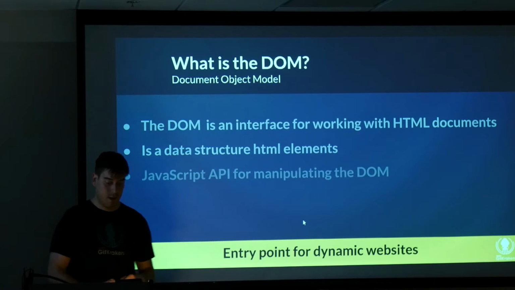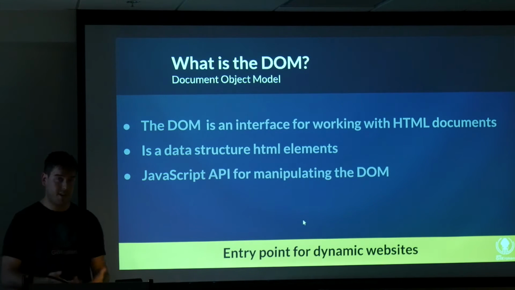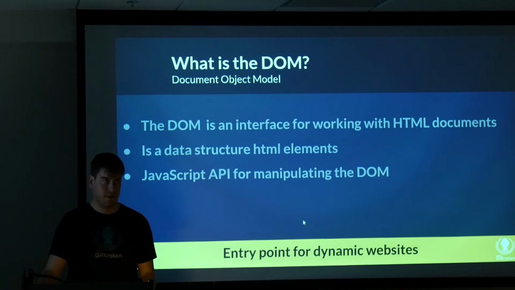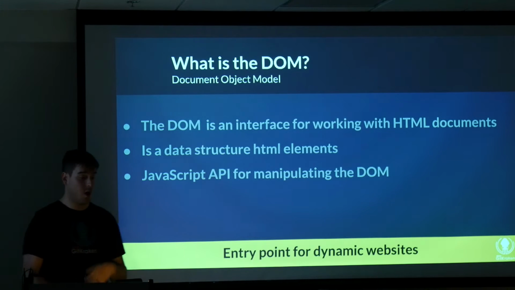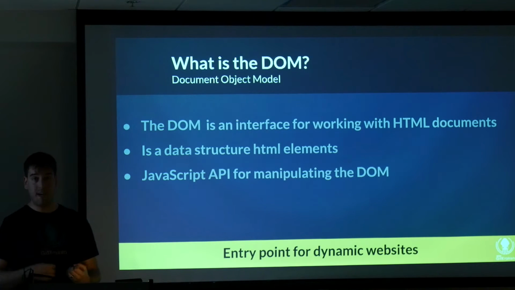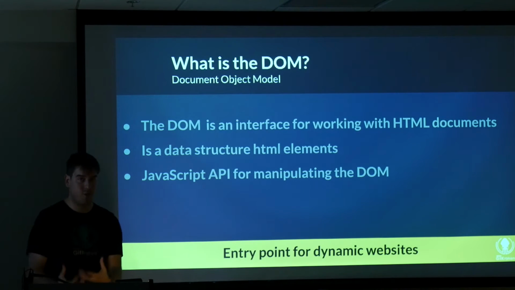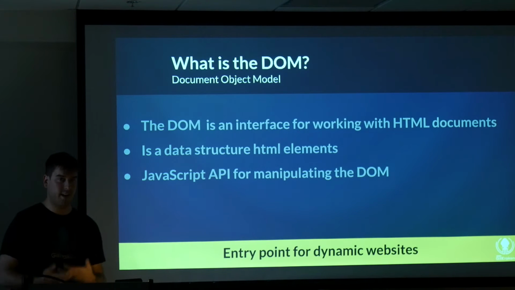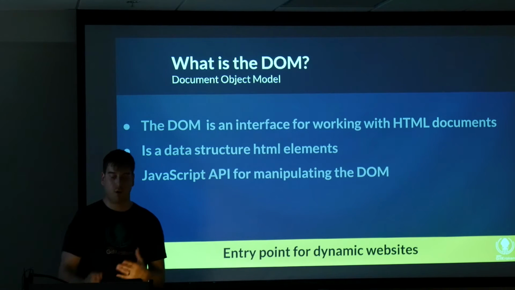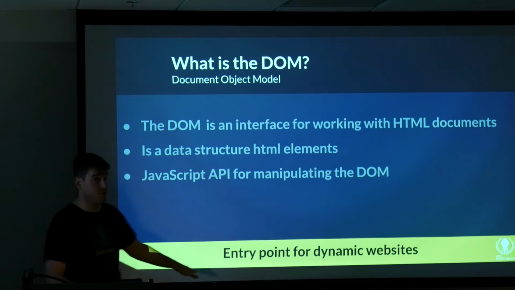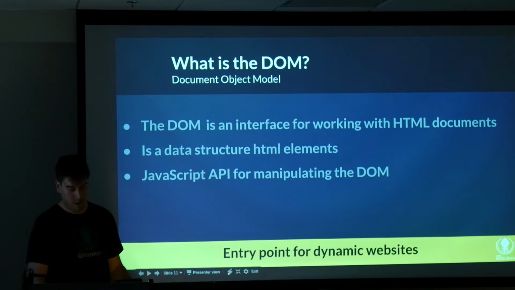And it also has an API for manipulating the DOM for JavaScript. So in JavaScript, we can talk to the DOM, and we can read from the DOM, and we can write to the DOM. So we can make elements appear, we can make them disappear. That's the general purpose of the DOM, is providing a way to view an HTML document in a programmatic way. And that's why it's the entry point for dynamic websites.